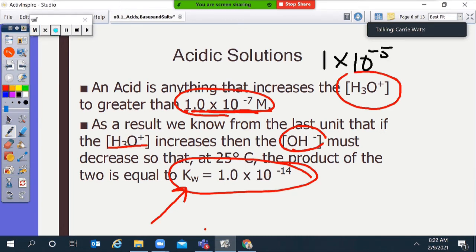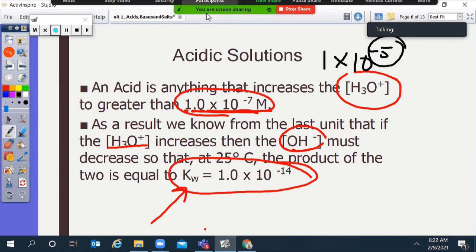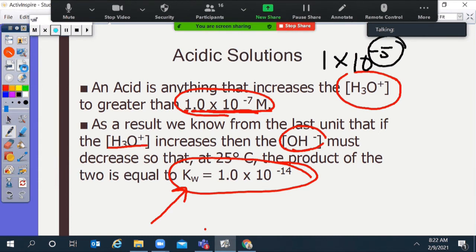Okay, now just be careful of your exponents. Remember, a negative 5 as the exponent is a bigger number than 10 to the negative 7th. So watch those negative numbers. Know that 1 times 10 to the negative 5th is greater than 1 times 10 to the negative 7th. So just be careful of that.